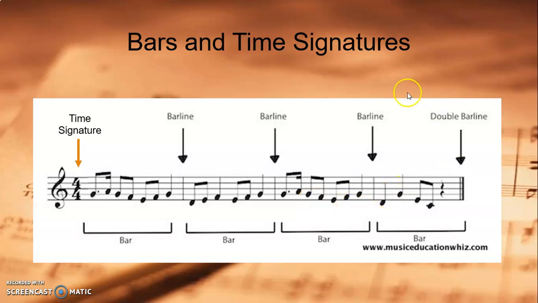Okay, so bars and time signatures, very briefly. A bar is the space between 2 bar lines, here and here. Time signature is the number of beats per bar. Okay, so if it's got a 4 at the top, 4 beats per bar. If it's got a 3 at the top, 3 beats per bar. Don't worry about the bottom number, we will come to that later.